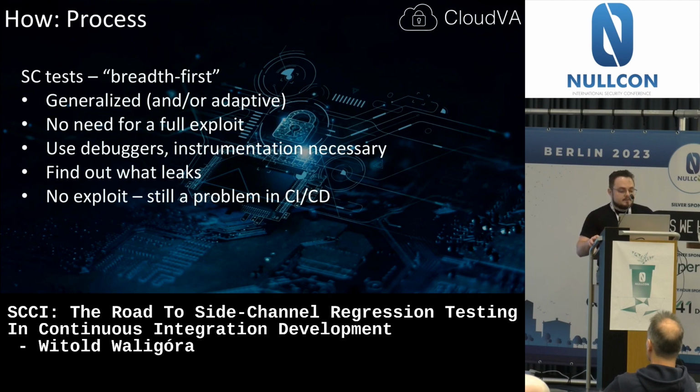The goal is to find what information leaks. You define your secrets, could be a key, could be some other information, some other data. But the goal here is to figure out what leaks, not what's exploitable, but what information gets out of the chip in the side channels. And of course, if you don't have an exploit, it's still a problem in CI/CD because the application is not finished, so you still don't know whether it will be exploitable, and you need to fix it anyway.